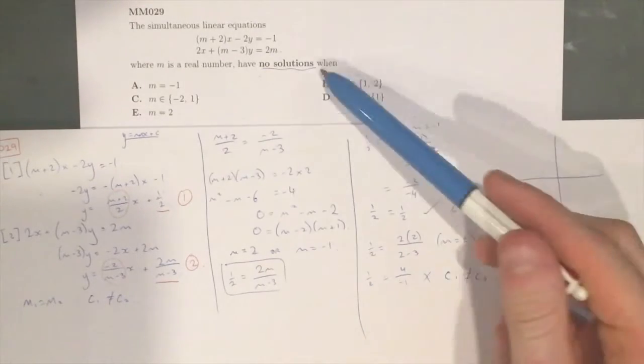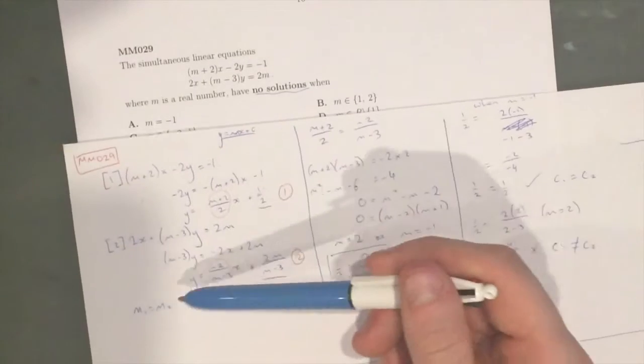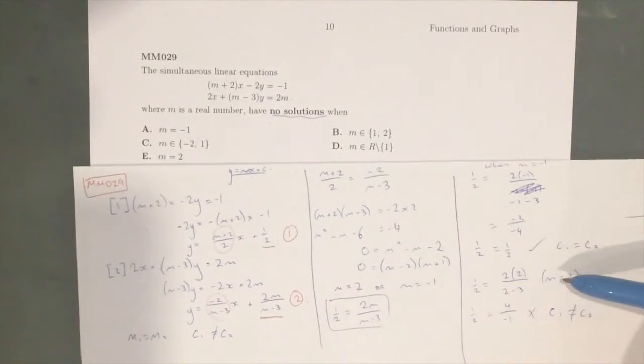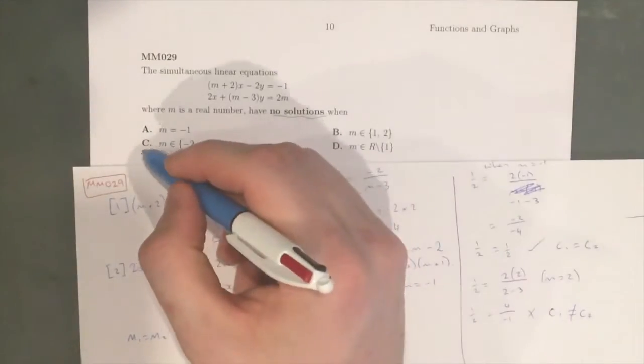So that means that there's going to be no solutions because m1 = m2 and c1 does not equal c2. So when m = 2, that's when we have no solutions, giving us our answer E.